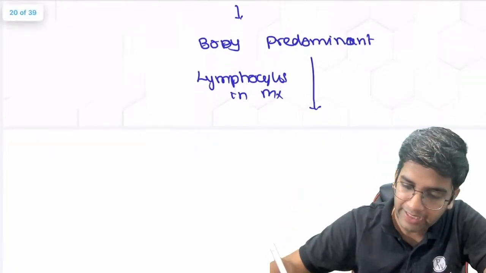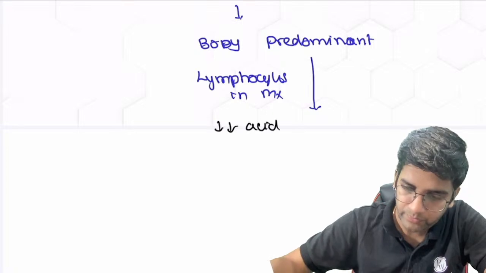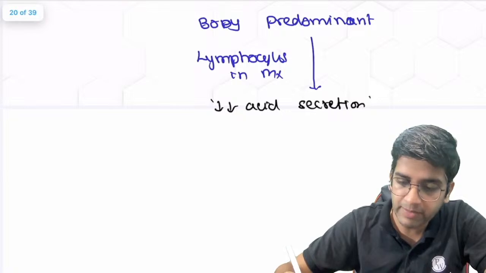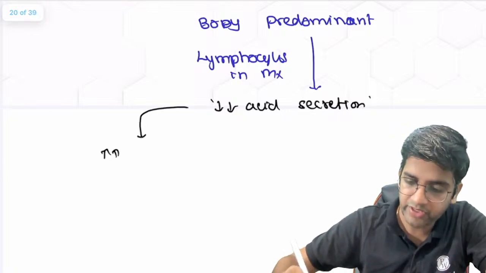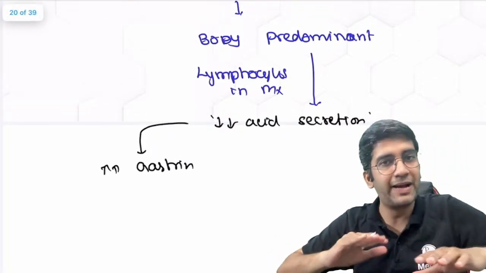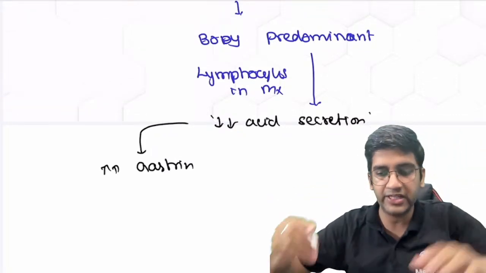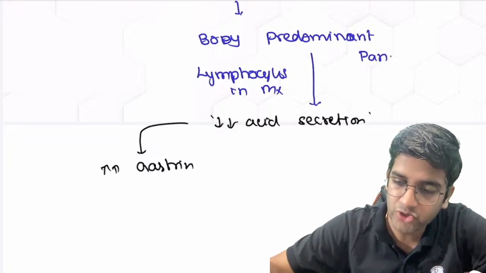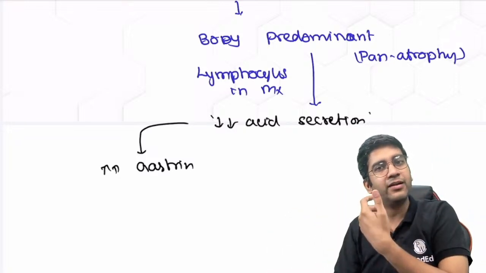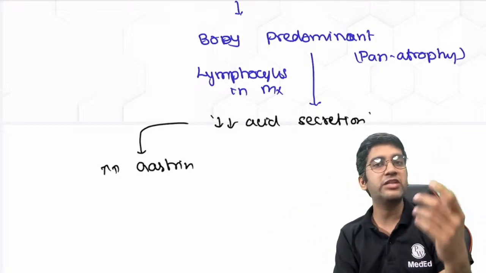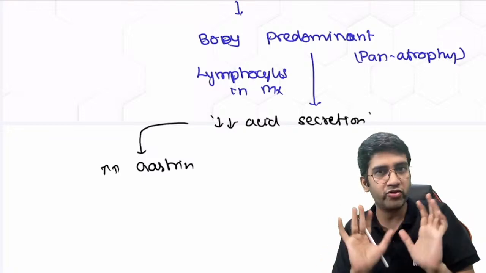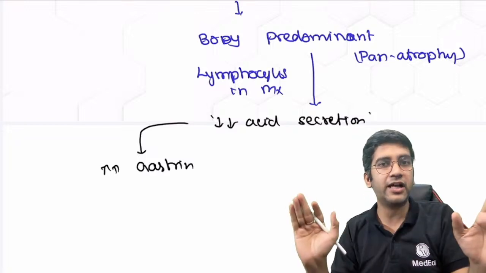So here also I'll have reduced acid secretion. Whenever there's reduced acid secretion, what is my body's response? It produces increased gastrin, like we already saw. This is a body predominant gastritis and it's not patchy. The entire gastric mucosa will be destroyed. It causes a pangastritis or pan atrophy. It will not spare anything. Chief cells, parietal cells, everything will be destroyed, because lymphocytes are very powerful, and chief cells and parietal cells are very close to each other. So once they destroy this, that also will be destroyed. It's a pangastritis, an entire atrophy will happen, right?